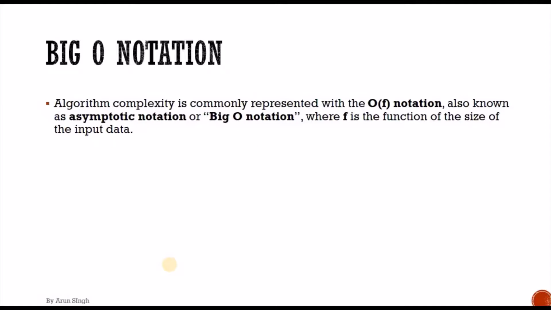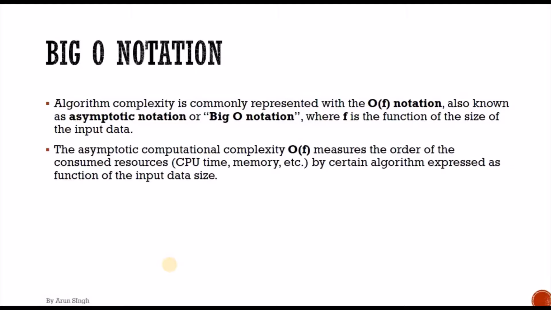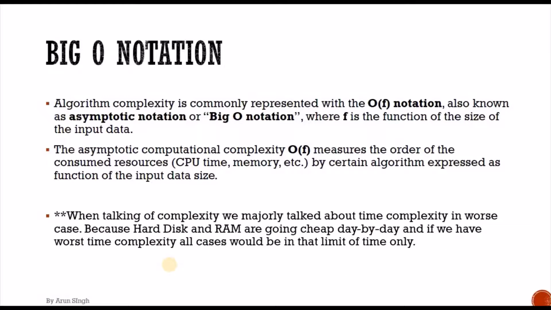Big O notation. Big O notation is a mathematical function which is used to compute this. Algorithmic complexity is commonly represented by the O(f) notation, also known as asymptotic notation or Big O notation, where f is the function of the size of the input data. The asymptotic computational complexity O(f) measures the order of the consumed resources, that is CPU time or memory, etc., by certain algorithms expressed as functions of the input data size. When talking of complexity, we majorly talk about the time complexity in worst case. This we need to remember always.